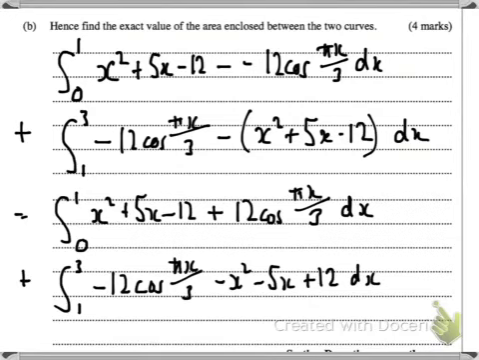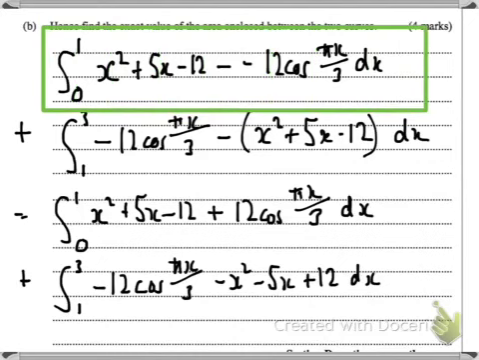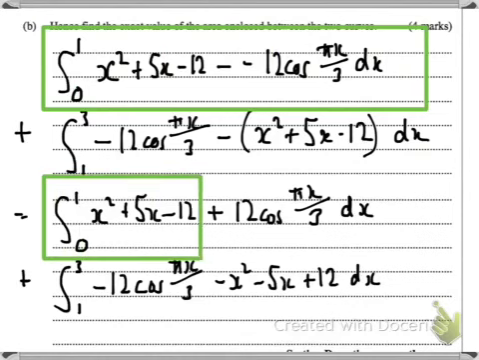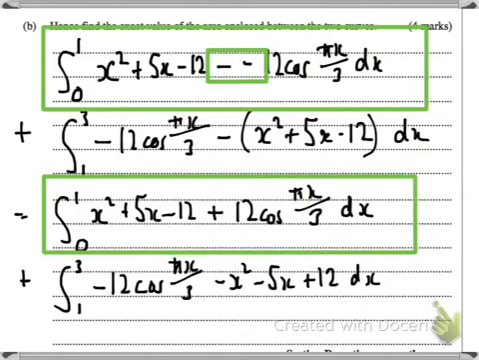So when we're working out the first section between the two curves, it's going to be the integral of x squared plus 5x minus 12 minus the integral of the other curve. Okay, and you can see if I develop that one step further down here, the two negatives give me that plus there. So that's the first part. That will give me that first shaded area.